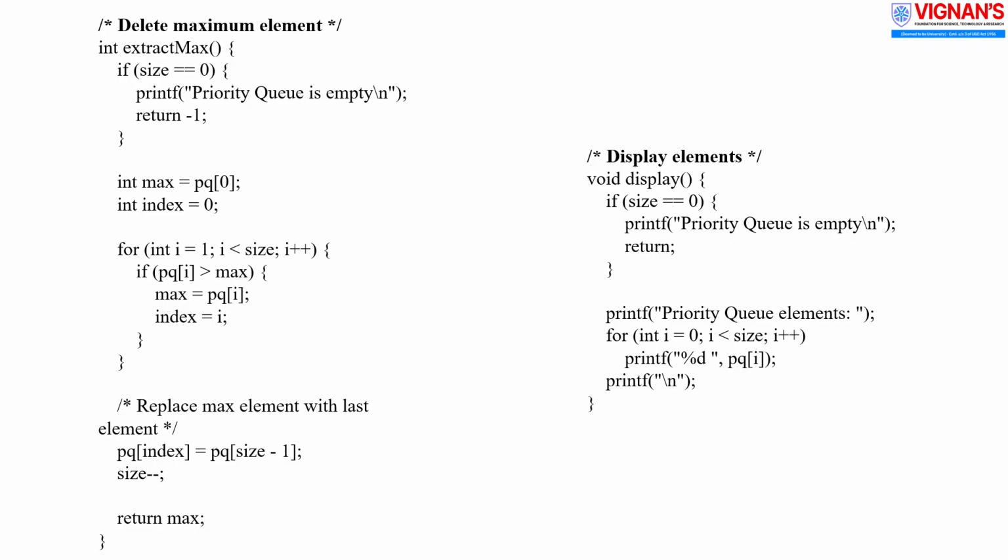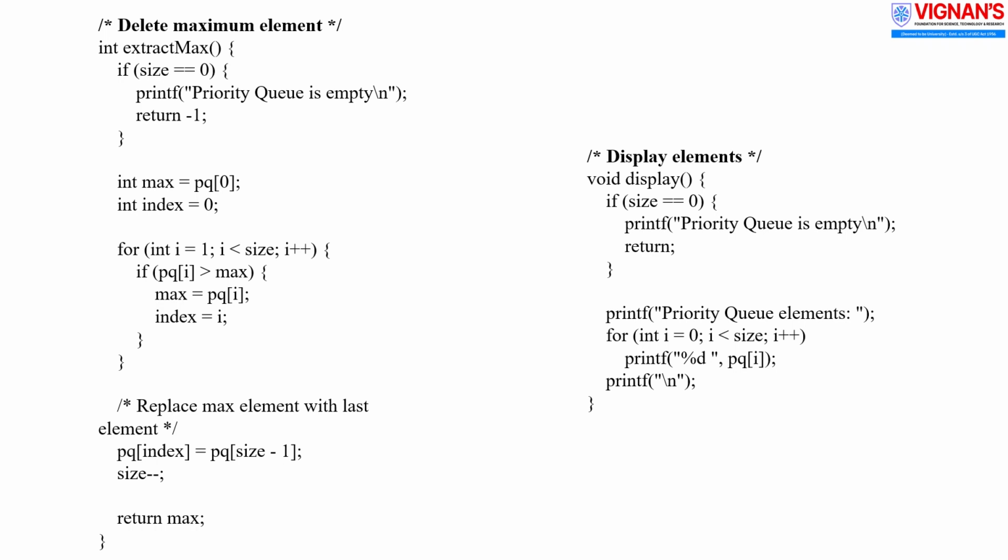After finding the maximum element, it is removed from the queue. This is done by replacing it with the last element in the array. The size of the queue is then decreased by 1. Finally, the function returns the maximum element that was removed.